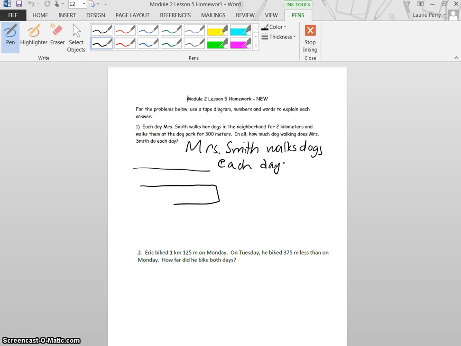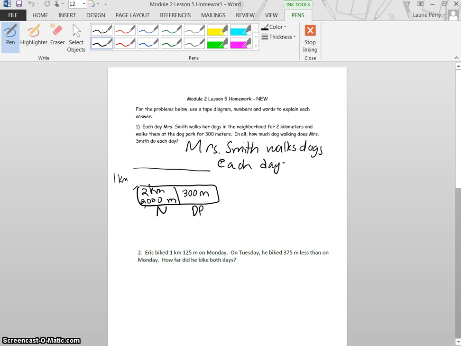Let me go ahead and make a tape diagram to show. We know that she walks in the neighborhood and she walks at the dog park. In the neighborhood, she walks 2 kilometers. In the dog park, she walks 300 meters. Well, we can't have a mixed measurement here, so we need to convert the larger unit into a smaller unit. So 2 kilometers is the same as how many meters? Well, 1 kilometer equals 1,000 meters, so 2 would be 2,000 meters.